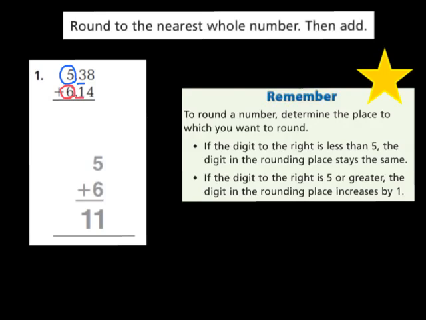Now, once again, what I know is this. I know that if my digit to the right is less than 5, the digit in the rounding place stays the same. Well, I know that a 1 is less than 5, so that means my 6 is going to stay the same. So 6 14/100 rounds to 6. Now, my last step is to add those two numbers together. So when we add 5 plus 6, our estimated answer turns out to be 11.